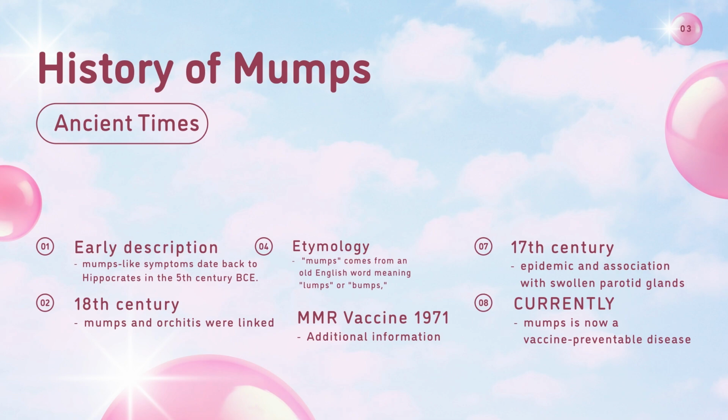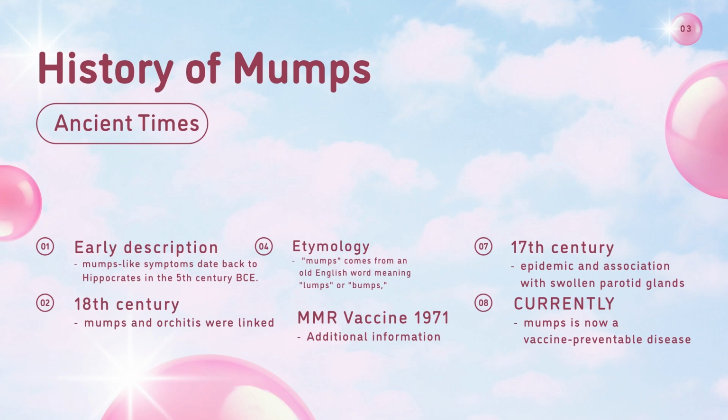Mumps was also discovered by Hippocrates, the Greek physician. He described an illness with swelling near the ears and associated fever, reflecting the characteristic of swollen salivary glands. Orchitis is testicular swelling in males during outbreaks. The mumps vaccine was combined with measles and rubella vaccines in the MMR vaccine, significantly reducing mumps cases worldwide.